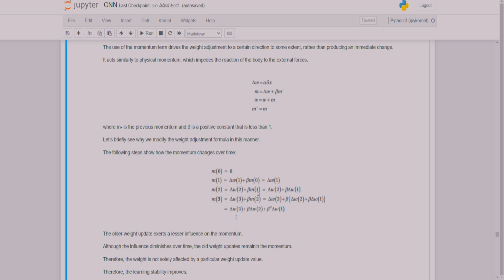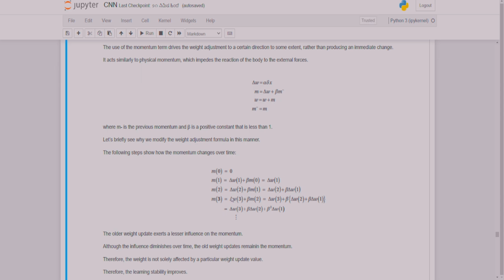Since I'm multiplying by a value lesser than 1, the weightage for the oldest momentum keeps on reducing. Now I'm multiplying by 0.75. Next time it is actually 0.75 squared times the previous. So its weightage keeps on reducing. Most recent values will be considered. That's again one of the methods where we can apply this concept in our own way to make the changes. So the m of 2 equation is delta W2 plus beta times delta W1, which comes from the previous case.